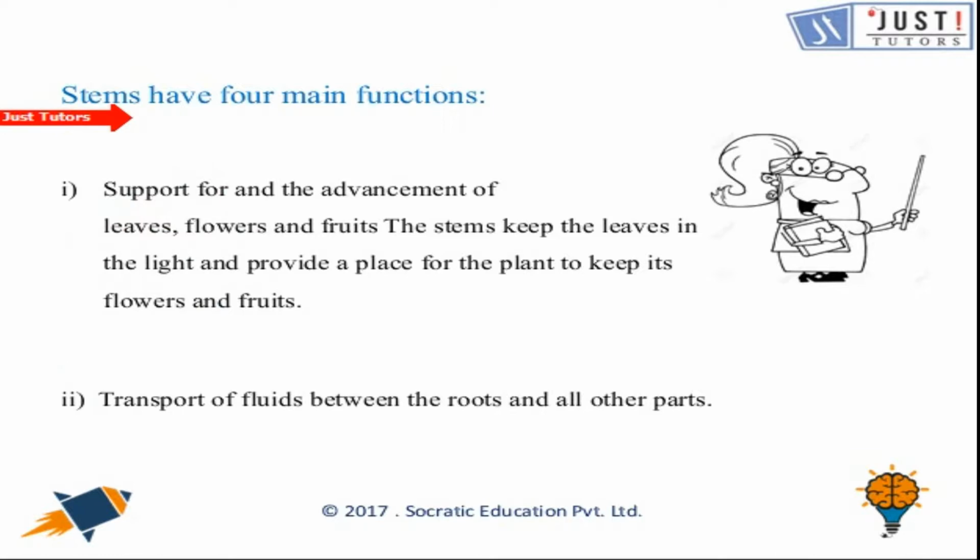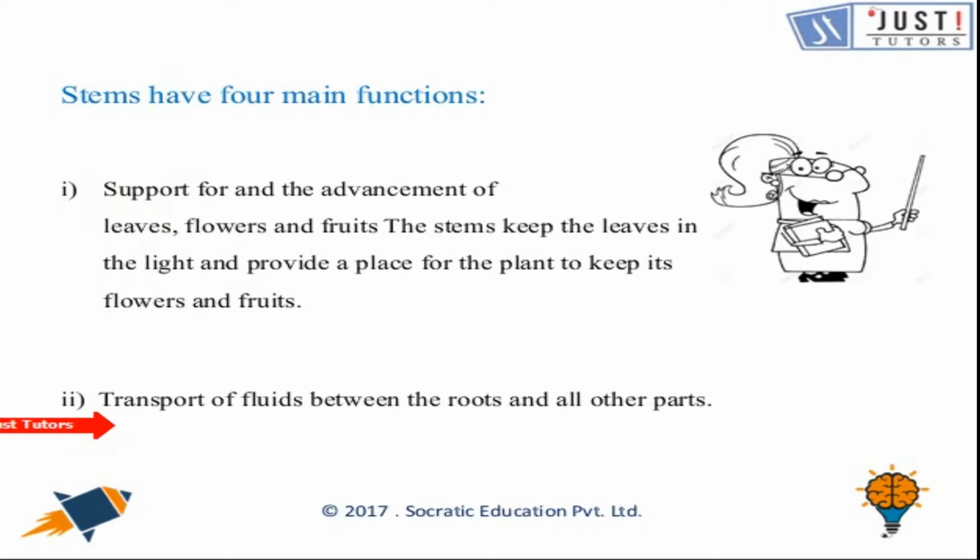Now the main function of stem, the first one is for the support and for the advancement of leaves, flowers and fruit. So the stem keeps them in the light and provides a place for the plant to keep its flower and fruits. The second most important is to transport fluids between the roots and other parts, like to transport the water from the roots to the leaves.